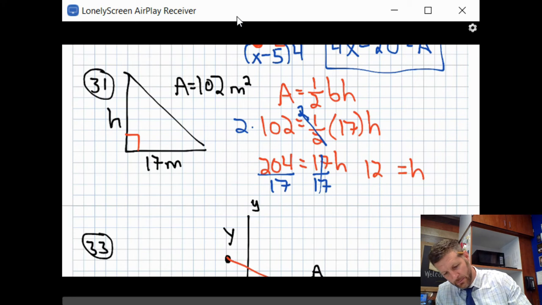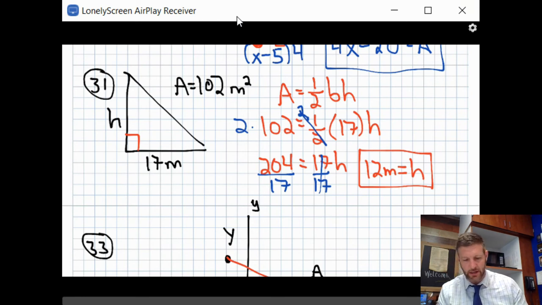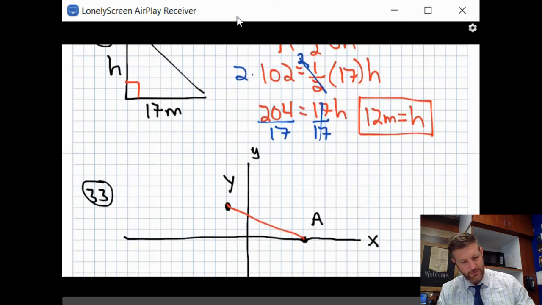Alrighty, and units are meters, so don't leave naked numbers: 12 meters. And if you want to know if that's right, simply plug it in. 12 times 17 divided by 2 will give you 102. So we're working backwards. Just like the midpoint, where they give you the midpoint and an endpoint, in this case, they're giving you the area, the answer. You have to go back and find the missing dimension. Now you could just simply work through it backwards using your algebra skills.